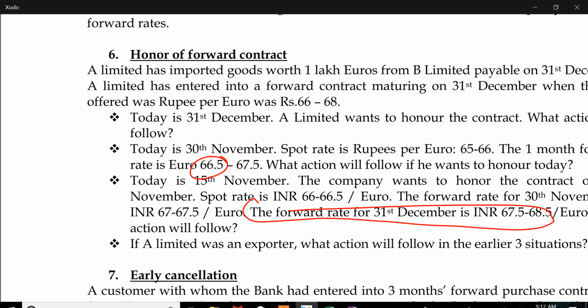Next, center of the page write forward contract and split it into 3: honor, cancellation, extension. For all these 3, below 3 points for all of them: before due date, on due date, after due date.